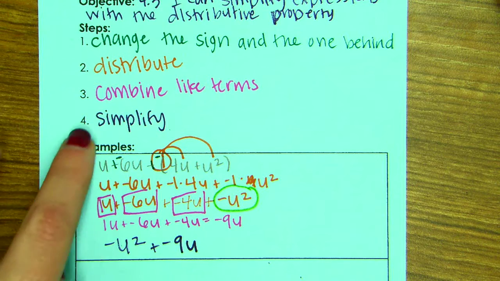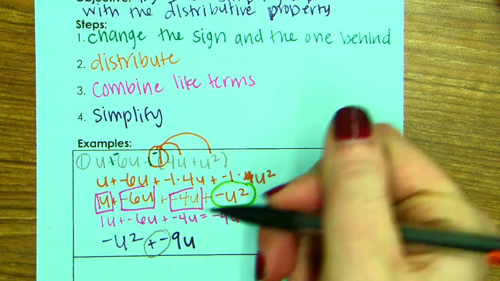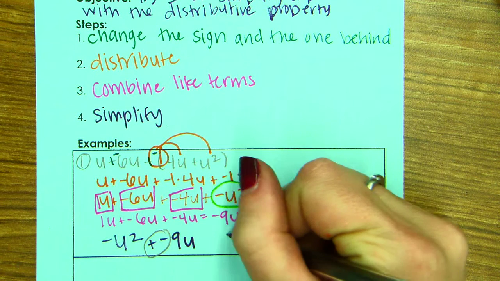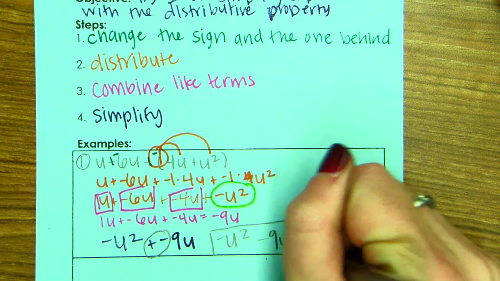And then step 4 is to simplify the signs if we need to. So instead of writing plus a negative, I should really write just a subtraction symbol. So this is really -u squared minus 9u. That would be the most simplified way we could write this expression.